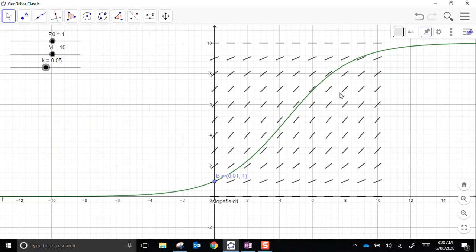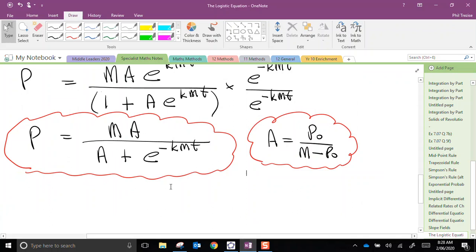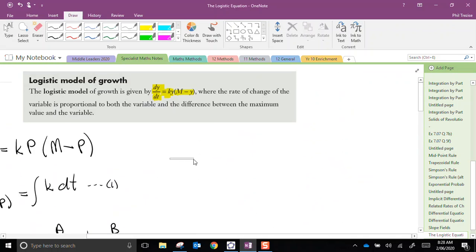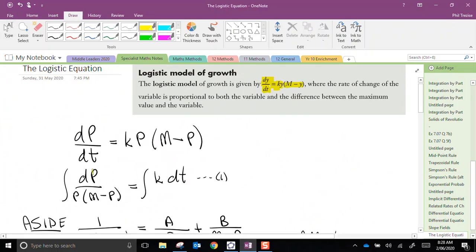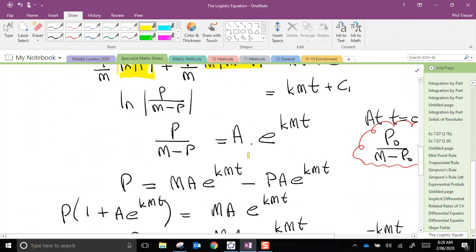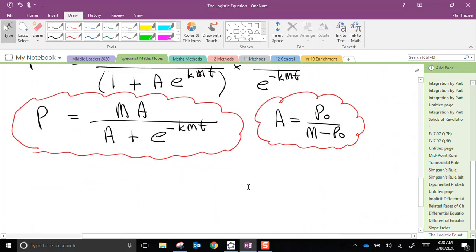That's it for the logistic model. Remember that it starts with that differential equation there, and it ends up being that solution there.